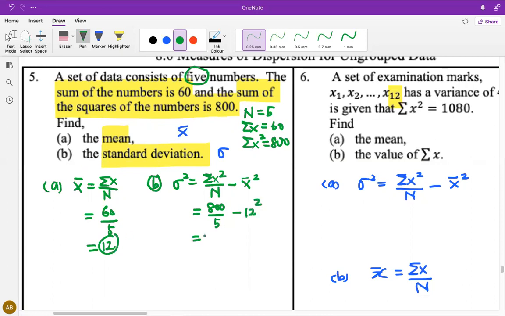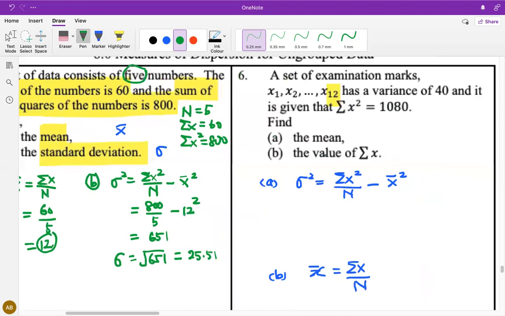So 800 minus 5 minus 144, you get 651. But our standard deviation is the square root of 651. So you get 25.51. Okay, so that's so simple, right? Then we go to number 6.